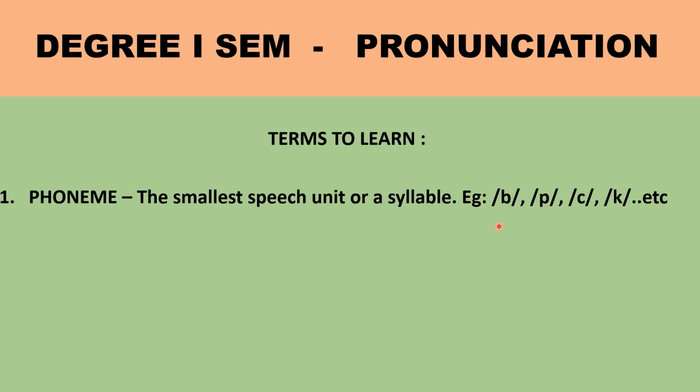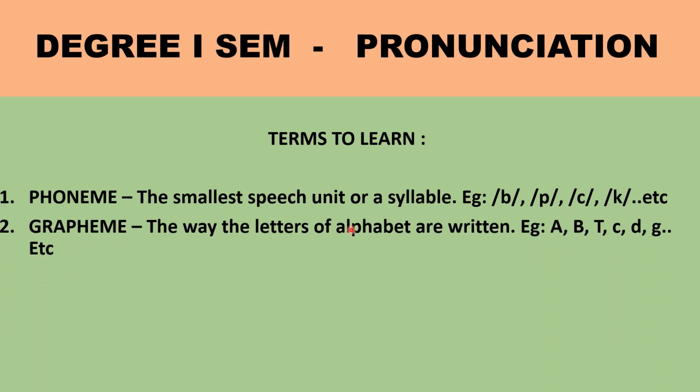Okay. So these are the speech units. Phonemes are the smallest speech units. They are also called syllables. So b, p, s, k, etc. are some of the syllables.